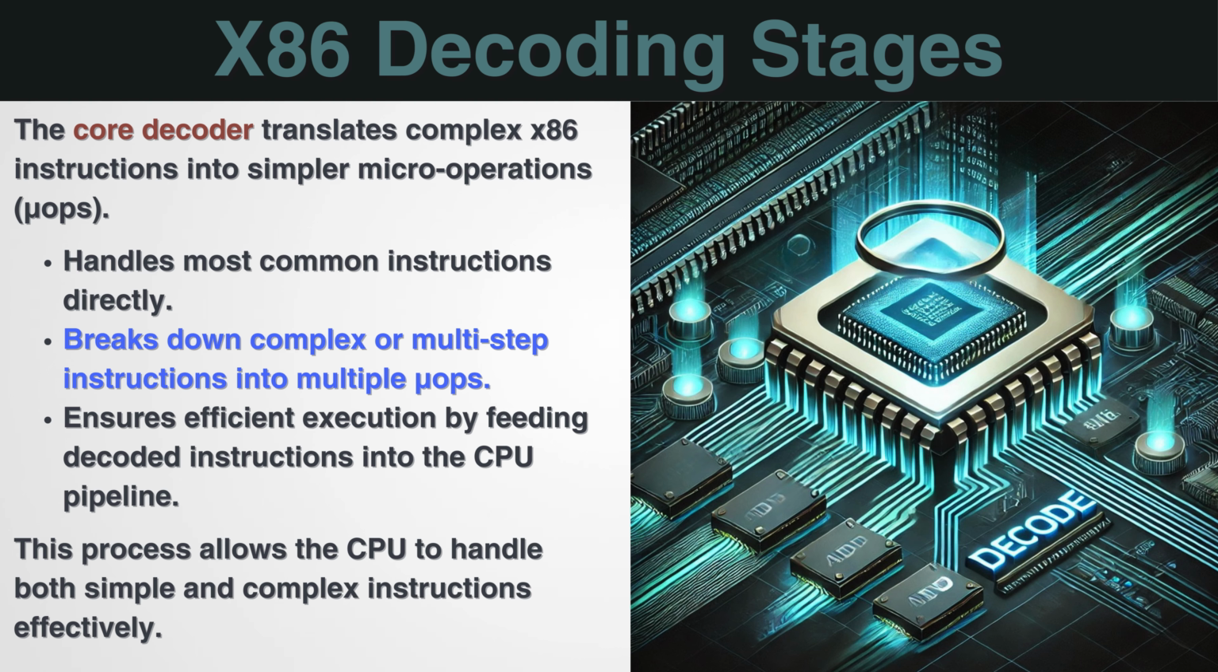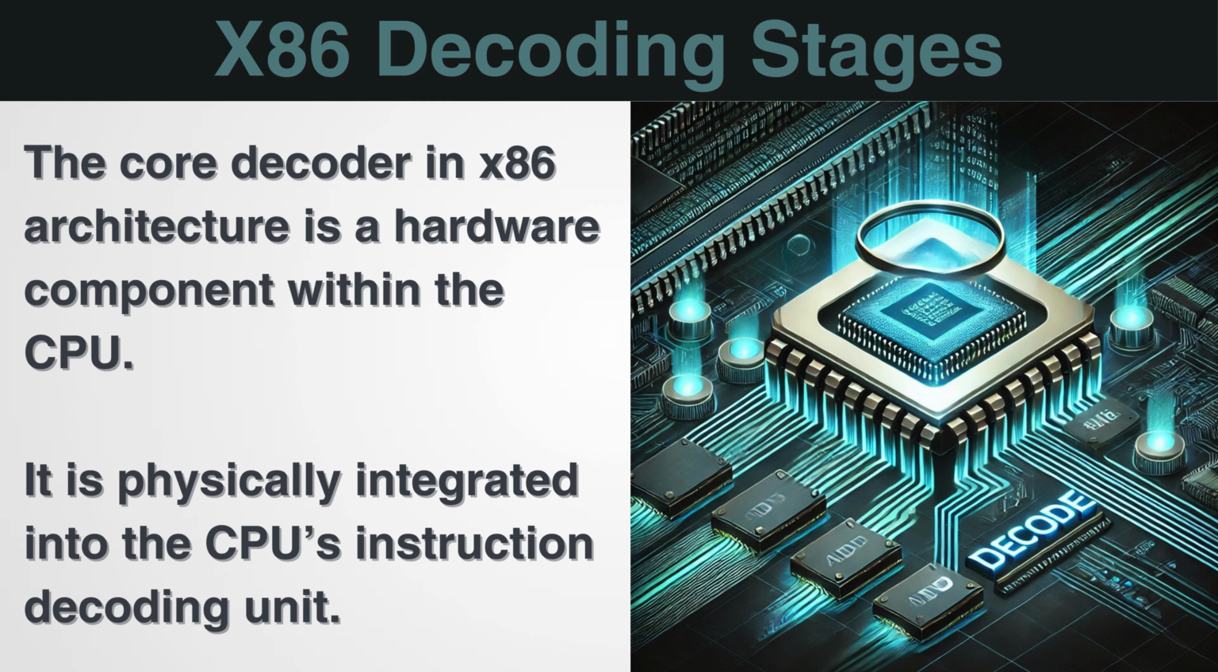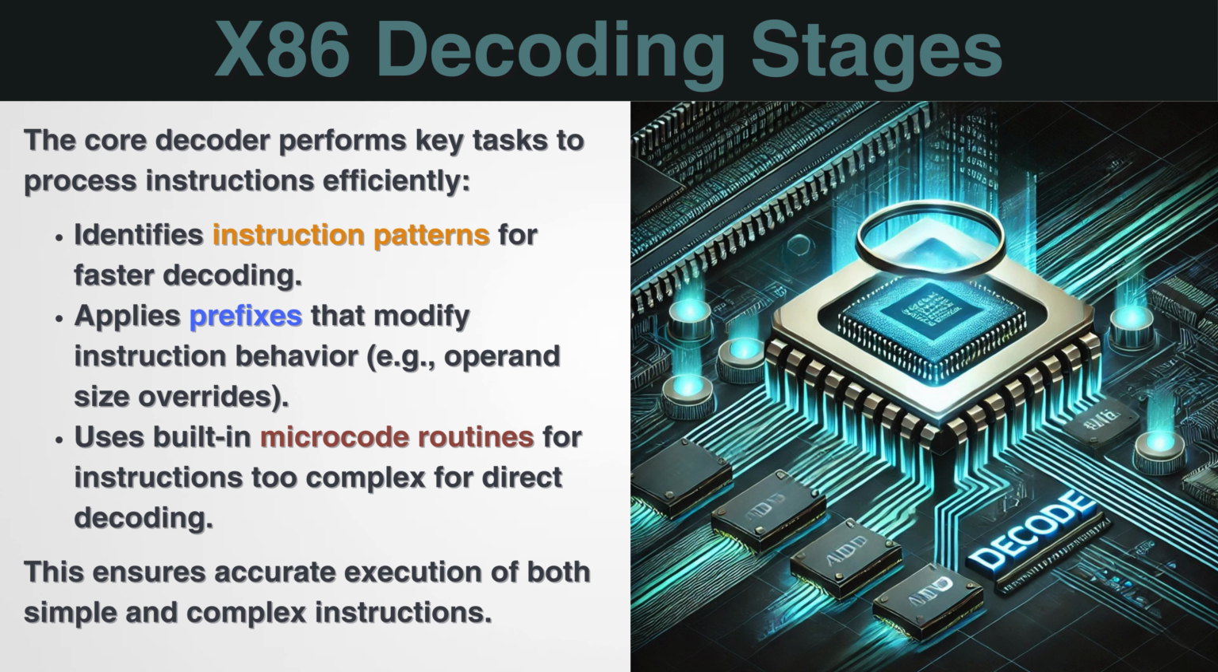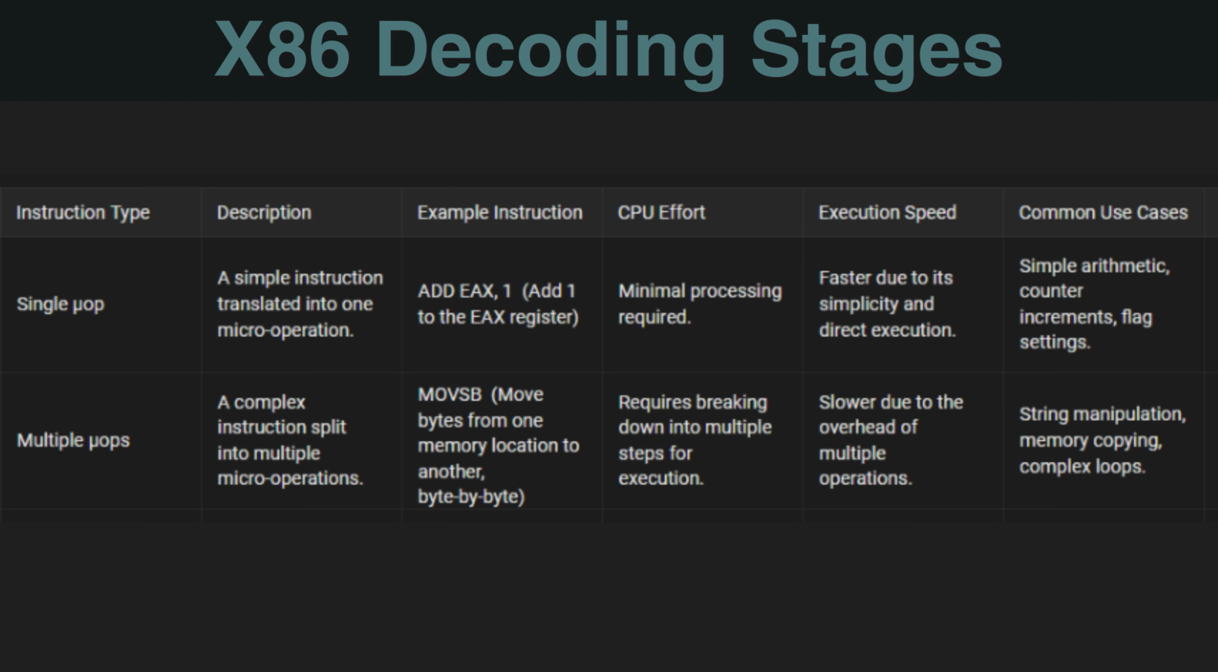Now, the core decoder is the component of the CPU responsible for analyzing the binary instruction stream and converting it into micro-operations. It identifies instruction patterns, applies any prefixes, and uses built-in microcode routines when instructions are too complex for direct decoding. As I said, simple instructions map directly to a single micro-op, while complex instructions may become multiple micro-ops. Now, an example of a simple instruction is an instruction like add EAX, 1. So this would be a basic arithmetic operation requiring only one micro-op. Increment the value in EAX by 1.